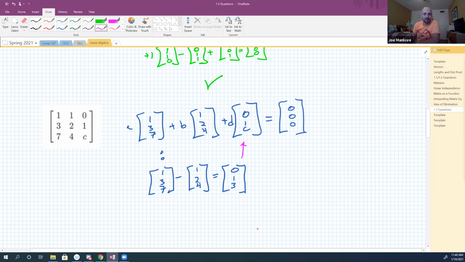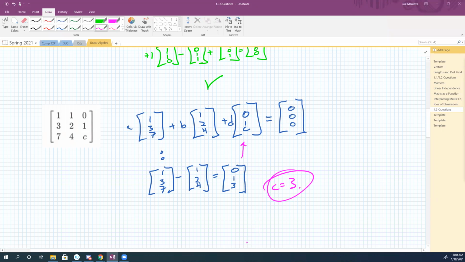You guys see that? So C equals 3 is going to do this for me. Does that make sense? Joe, right now I was looking at it and I solved it with some other method, and I also got C equals 3.